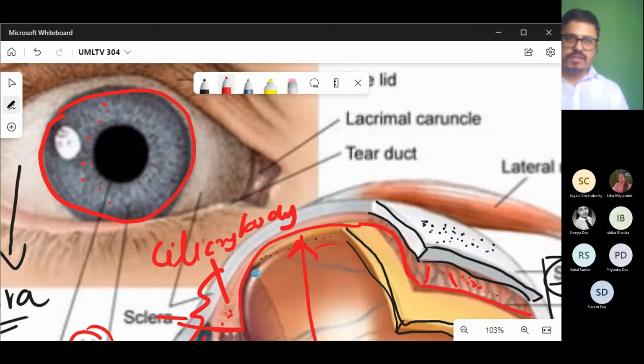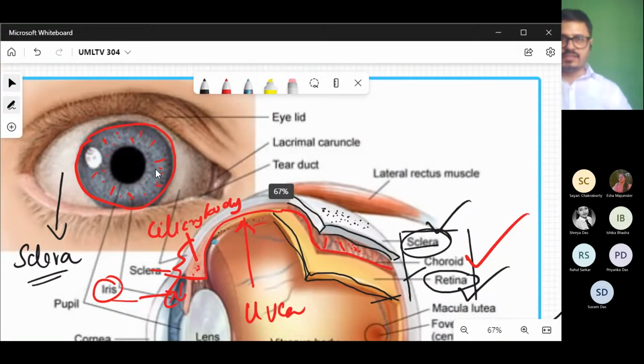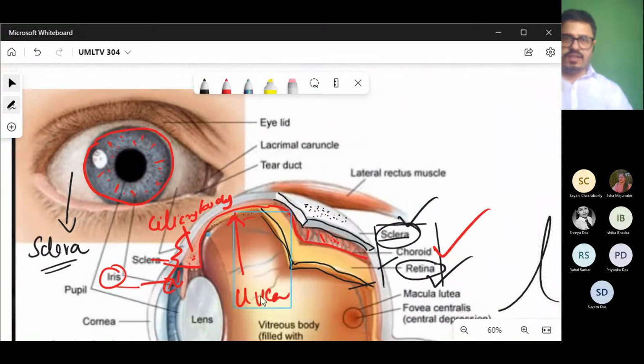If you look into your eyes, you will find multiple radiating lines, much like the spokes of the wheel of our bicycle. There is an appearance of these radiating lines, and these lines indicate the iris. Did you understand?